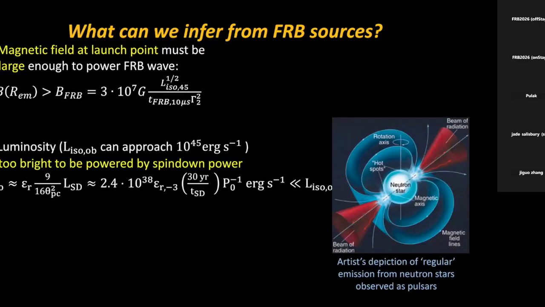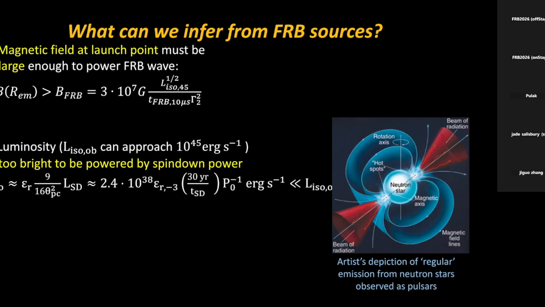So we already said that the source is compact. Now we see that it's magnetic. The natural place to go is a neutron star. Neutron stars, or specifically pulsars, are objects that we know are highly magnetic, compact, and radiate in radio. So we might imagine that this is also the case for fast radio bursts. However, what I want to tell you is that this doesn't work.